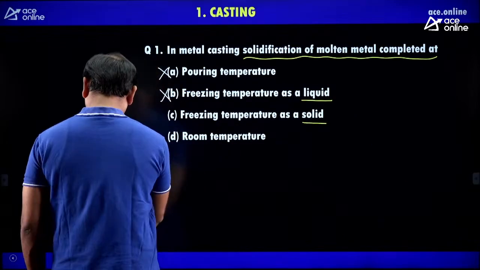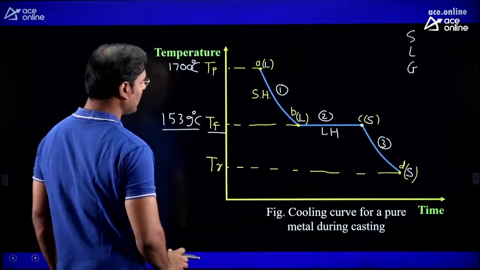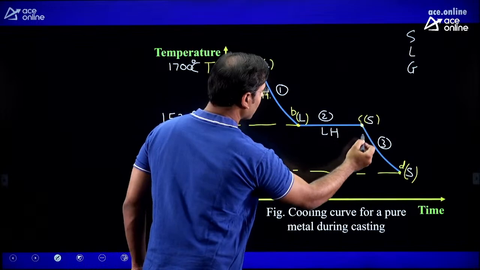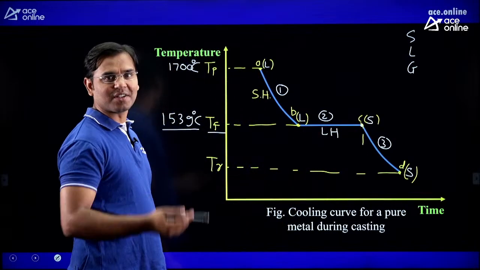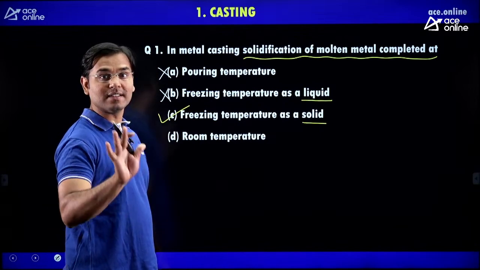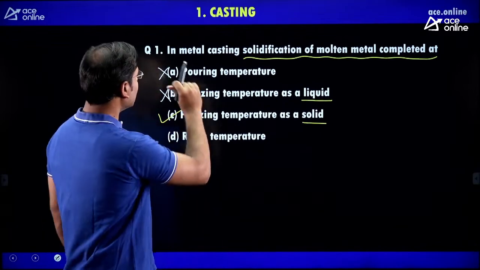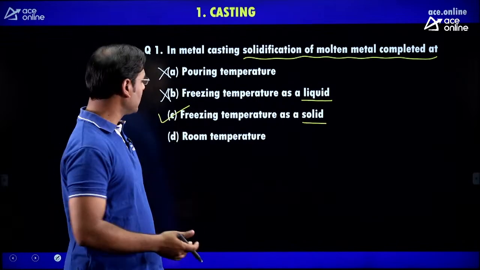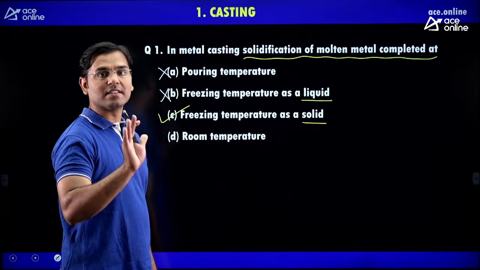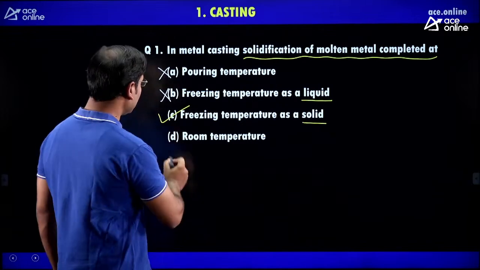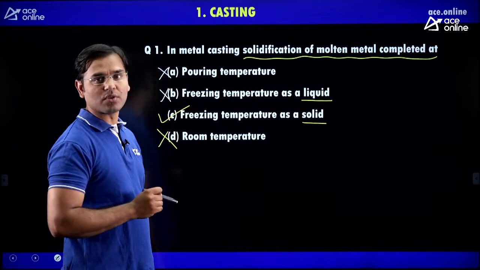Next is freezing temperature as a solid. Now see here, this is the freezing temperature as a solid, and here you can see that it is converted into solid, hence the correct option is freezing temperature as a solid. In metal casting, the solidification of molten metal is completed at freezing temperature as a solid. But many students, what are they writing as the answer? They are writing room temperature, which is a wrong answer.